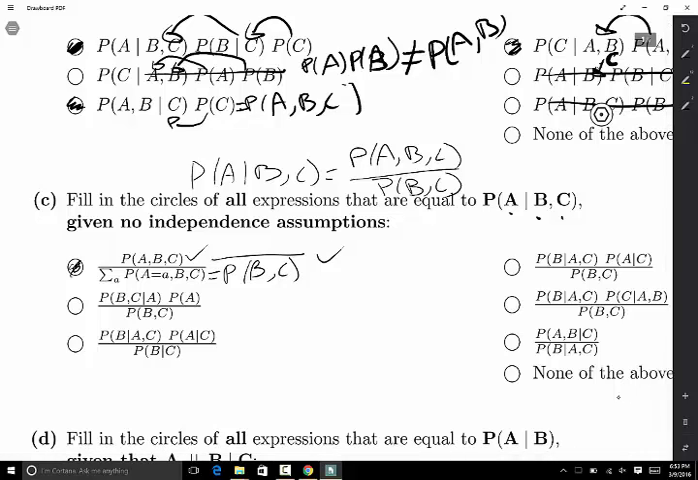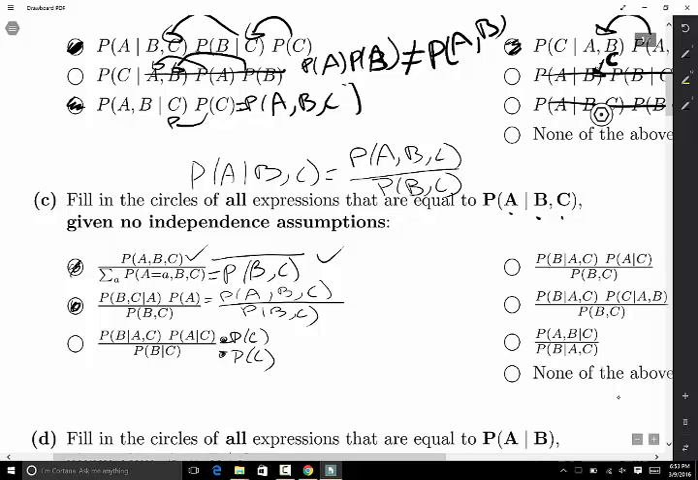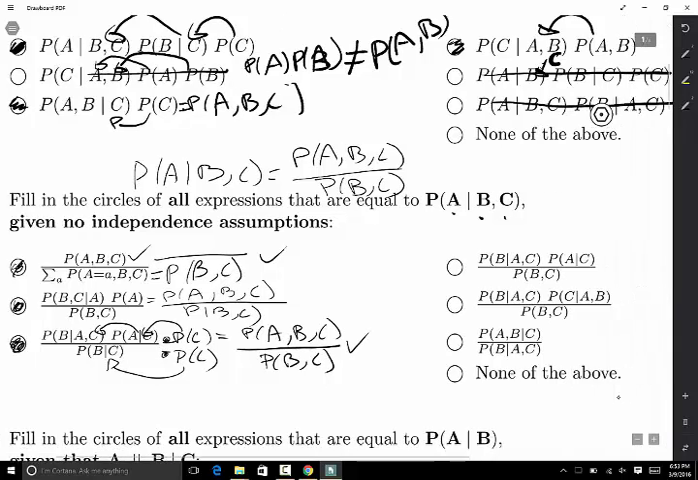In the second option, we have the chain rule. On top gives us P of ABC. And the bottom is P of BC. Great. Here, we can multiply the top and bottom each by P of C, so that here we get the chain rule on the top to get P of A and B and C. And on the bottom, the chain rule gives us P of B and C, which is, again, what we want.